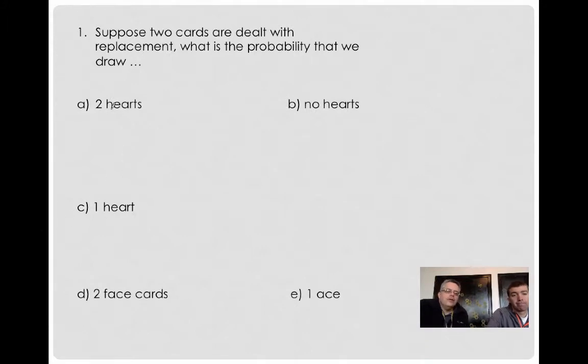But let's review. The first one is the probability of getting 2 hearts. Well, there's a 1/4 chance of getting a heart, and then a 1/4 chance of getting another heart. So multiply that together, and it'd be 1/16. Again, this is the third probability law for intersection. The first one is a heart, and the second one is a heart. Since they're independent, we multiply the probabilities.